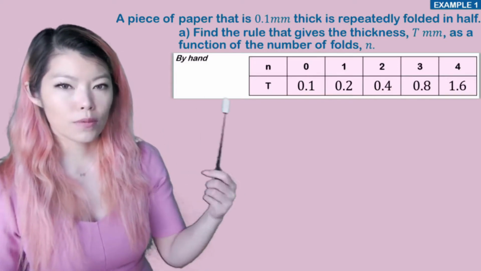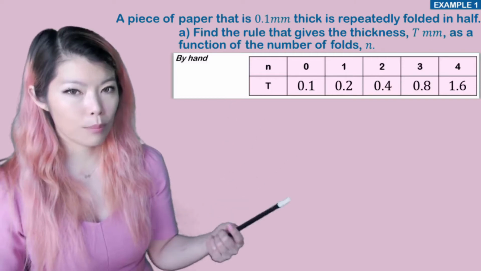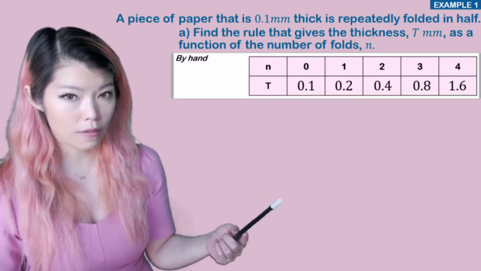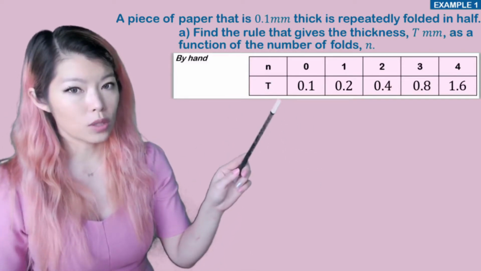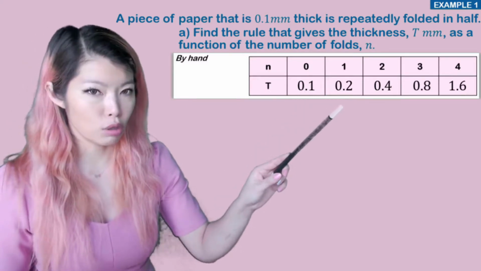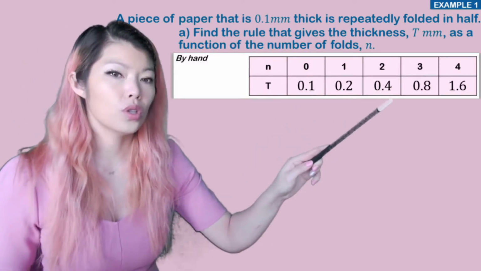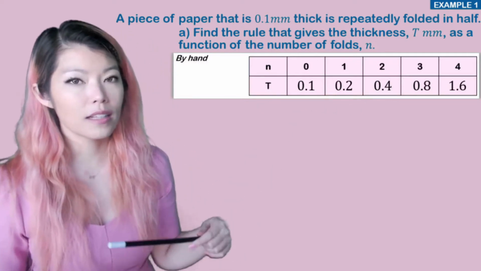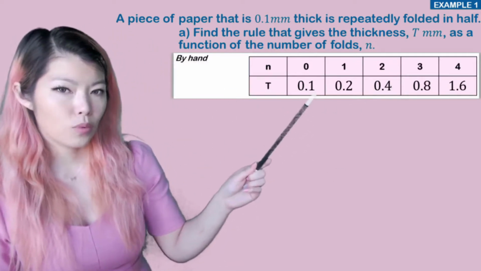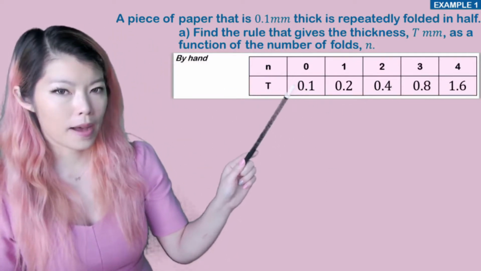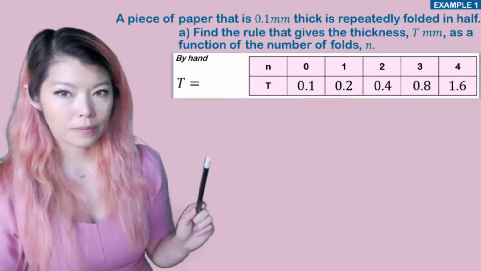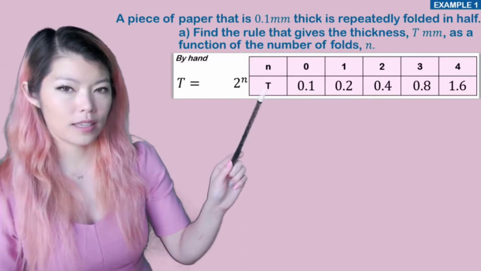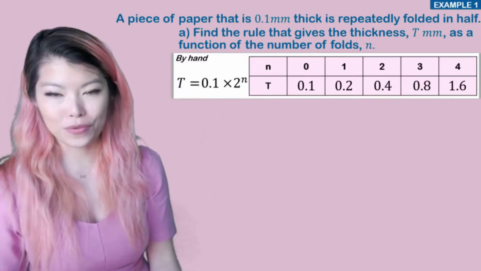So every time you fold having double the layers, what numbers could you be thinking of? Well, 2 to the 0 is 1, 2 to the 1 is 2, 2 to the 2 is 4, 2 to the 3 is 8. So it looks like 2 to the power, but we also have to multiply by a decimal 0.1. So 2 to the n, so t is 2 to the n times 0.1.